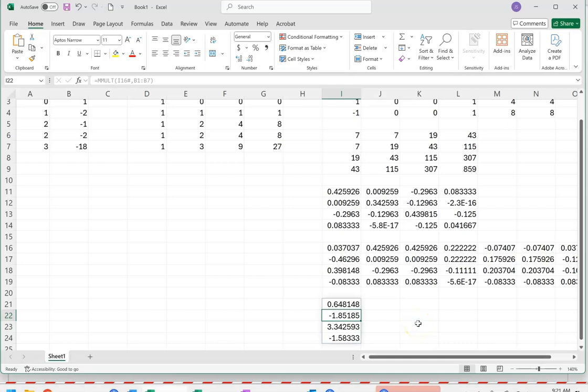This should be the constant. This should be the coefficient on x, x squared, and x cubed. Okay, so we found our least squares cubic. Let's see that that actually works.